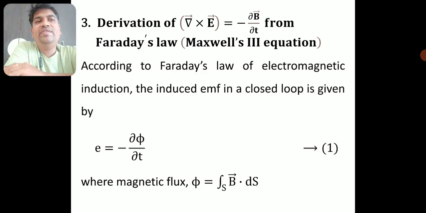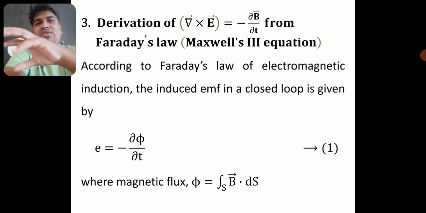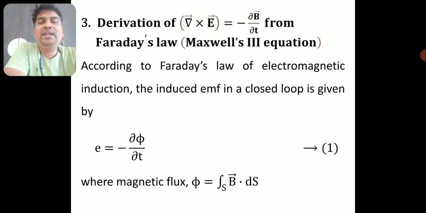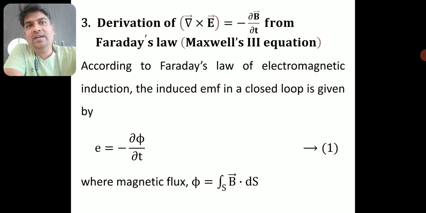Now, according to Faraday's law of electromagnetic induction, induced EMF. How is an EMF induced according to Faraday's law? Suppose there is a change in the magnetic flux linked with a coil, then an EMF is induced in the coil, or a current is induced in the coil. What is the quantity of EMF induced in the coil? The amount of EMF induced in the coil is equal to the rate of change of magnetic flux. E is equal to the rate of change of magnetic flux, and I am putting the negative sign.